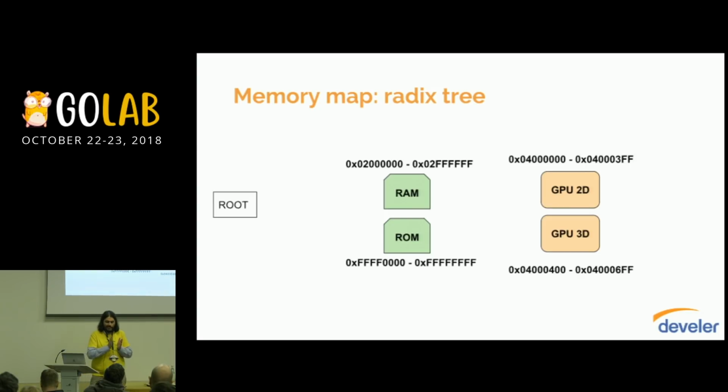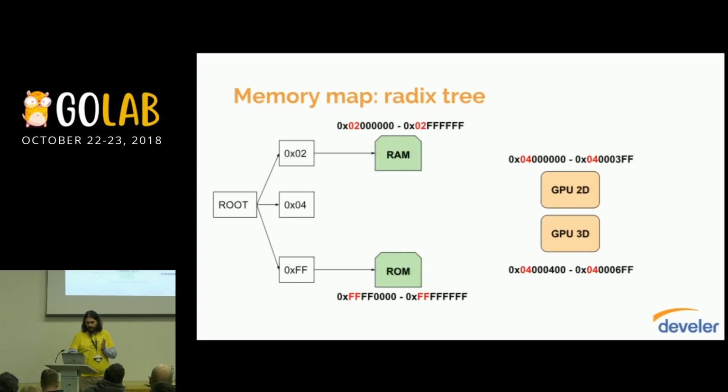So what I do is look at the first byte of the address, which is highlighted in red here. Since I was just mapping those four objects, if the first byte is 02, I am sure that I'm accessing the RAM, because all the other objects have different addresses, right? So if I just look at the first byte and I see 02, I access the RAM. So I can create a lookup like this.